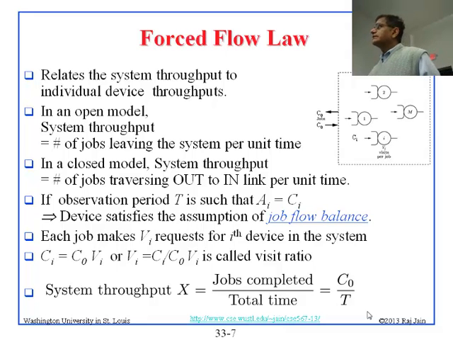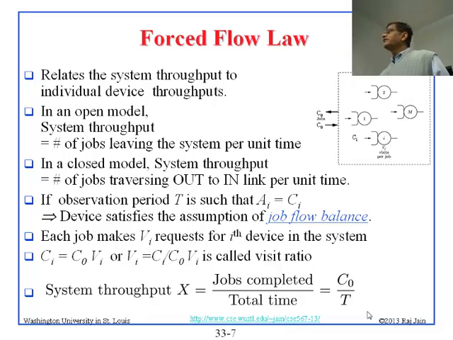The second thing is each job makes Vi requests for the i-th device. So when a job comes in, it goes to the disk 5 times or some number of times, and that is the number of visits. So Ci, the number of visits to the i-th device, is equal to C0 times Vi. C0 is the number of jobs coming in, and each of them makes Vi visits, and therefore the total visits to that device is C0 times Vi. Or the other way around, Vi equals Ci upon C0. This is called the visit ratio.